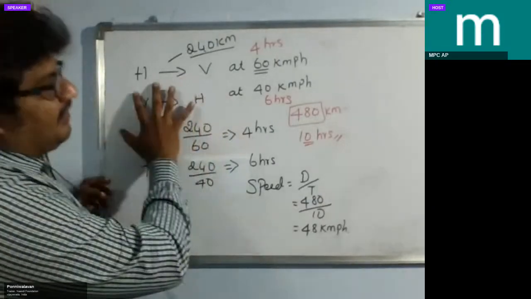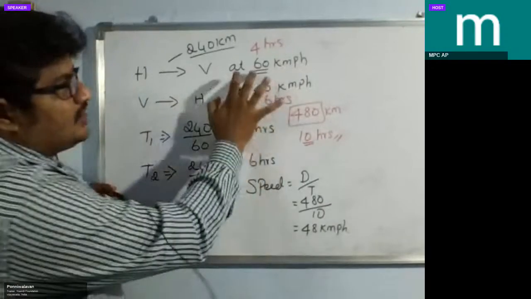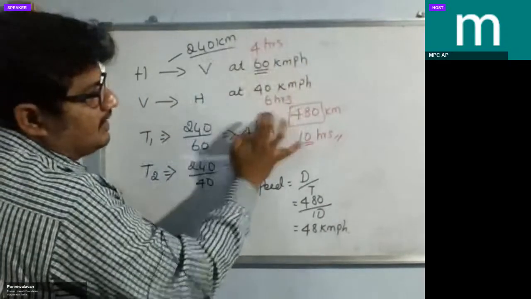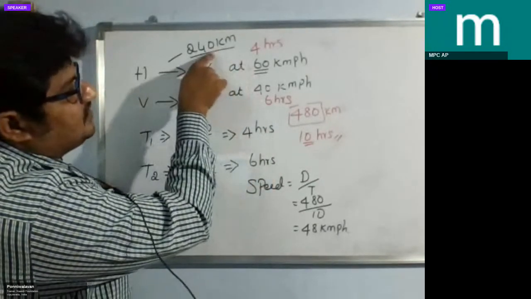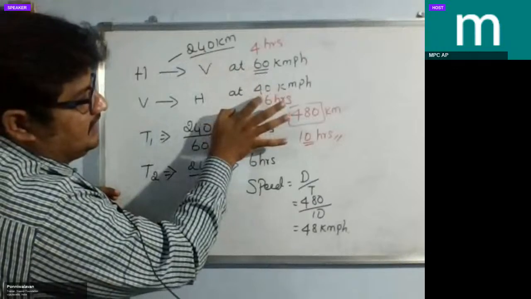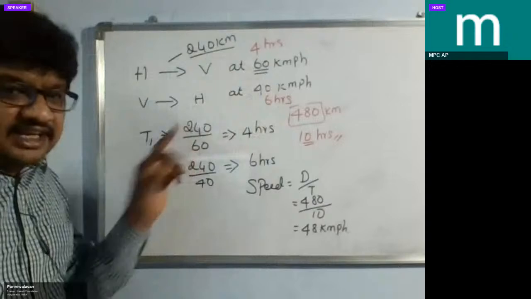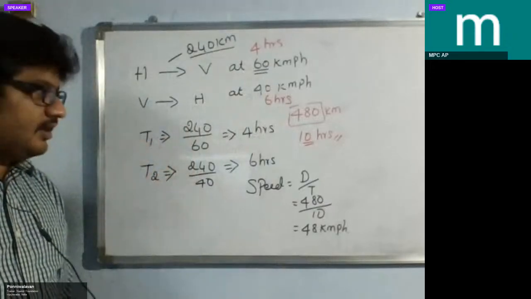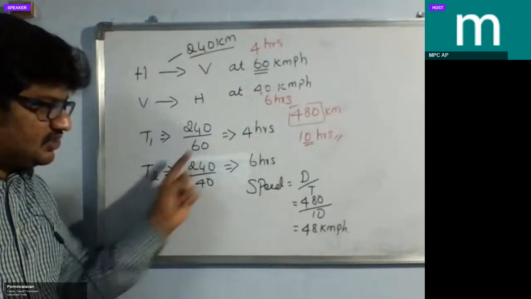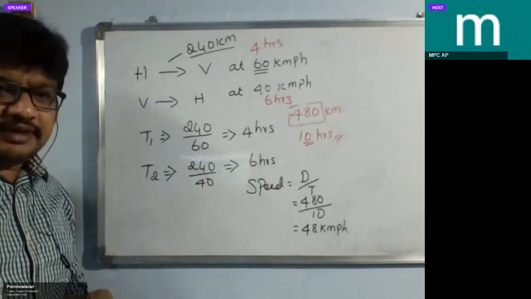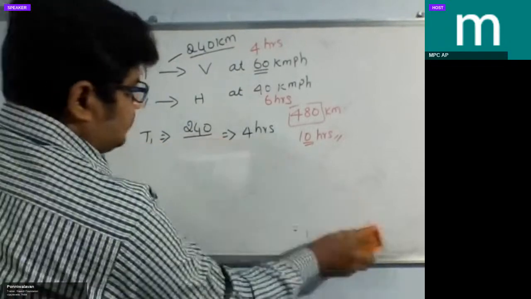Check. We travel at two different speeds, 60 kilometer per hour and 40 kilometer per hour. One speed's travel time is 4 hours, another speed's travel time is 6 hours. In this speed, what is the distance we traveled? 240. In the other speed, what is the distance we traveled? 240. In both cases, what is constant? Speed or distance or time? Distance.